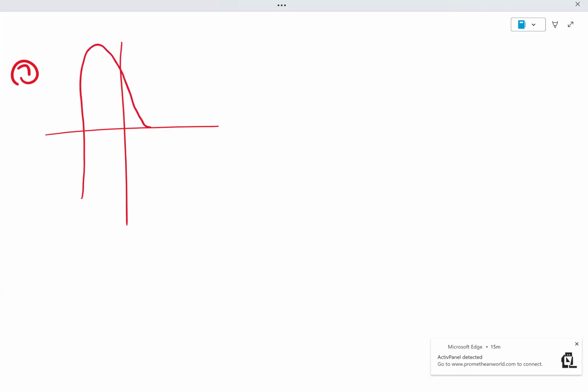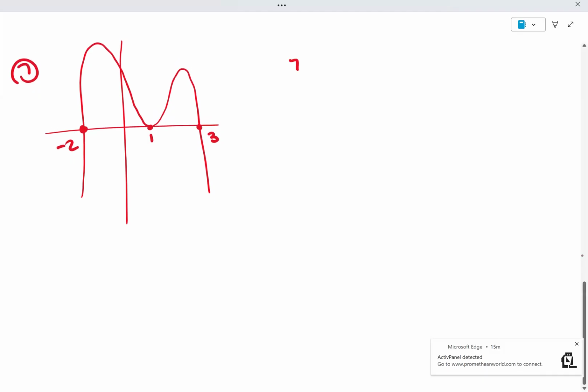In number 7, we're given a graph, and the graph, to be quick, sort of looks, I'm not going to worry too much about exactly matching it. And this is the 0, -2, this is at 1, and this is at 3. So number 7, the x's for which the function equals 0 is where the graph hits the x-axis, and that's at -2, 1, and 3.